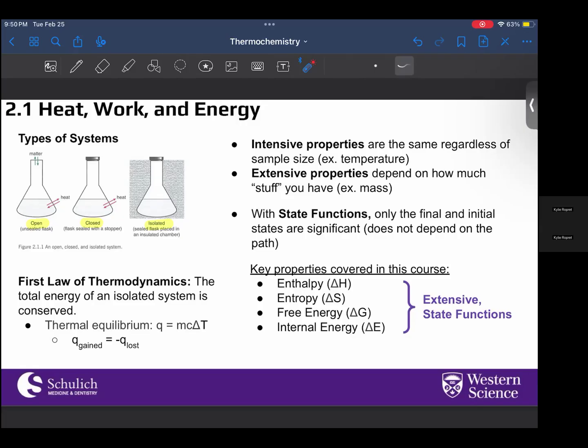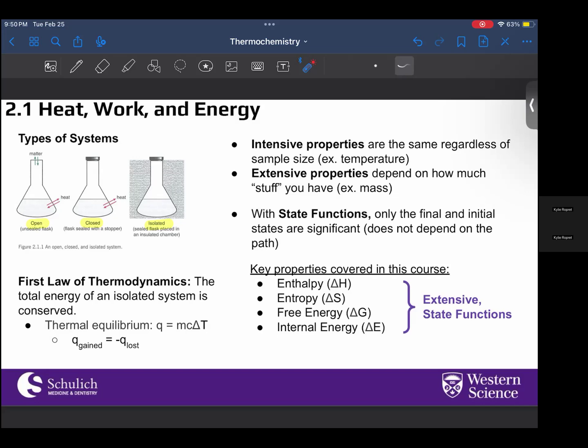Another important category is state functions. These are properties that depend only on the final and initial state. So the value of the property is the same regardless of what kind of path was taken to get there.